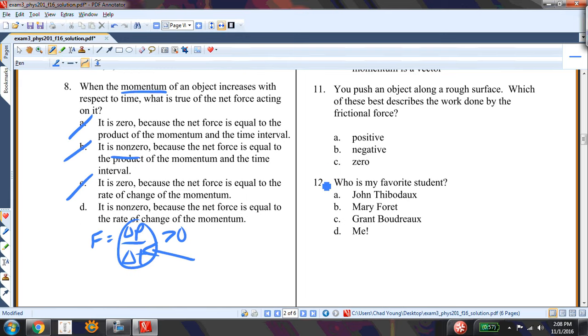You push an object along a rough surface. Which of these best describes the work done by the frictional force? The frictional force opposes the direction of motion, so the work done is negative.